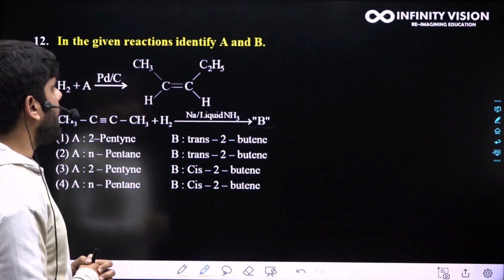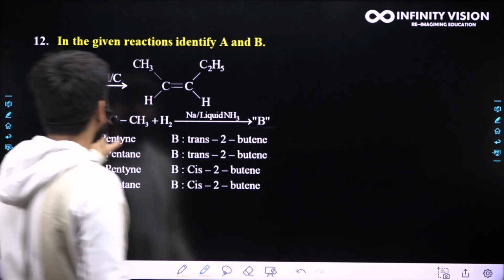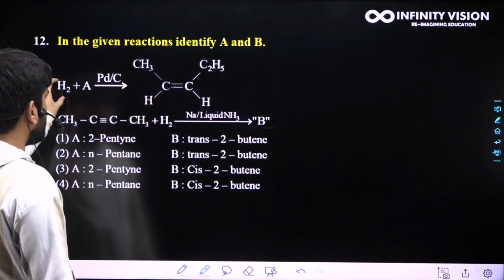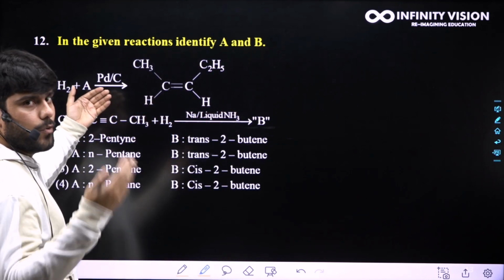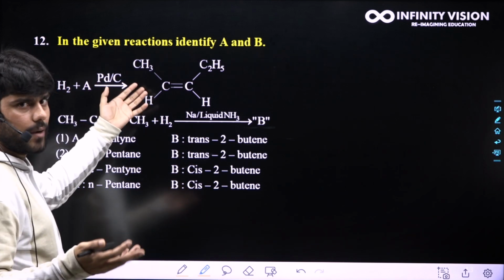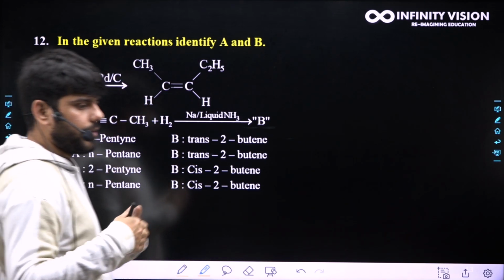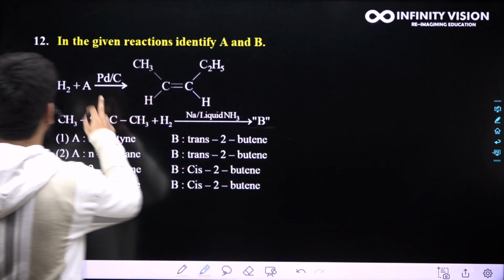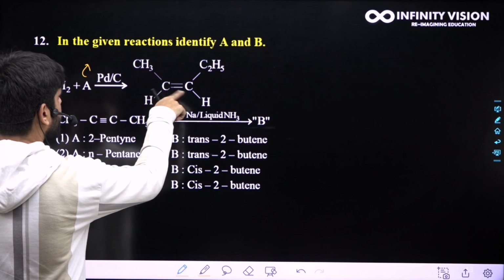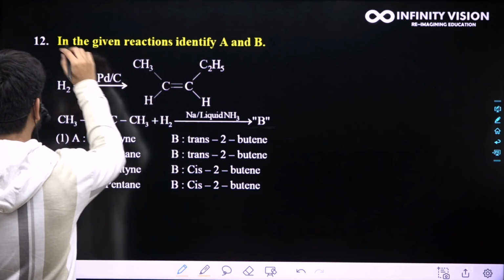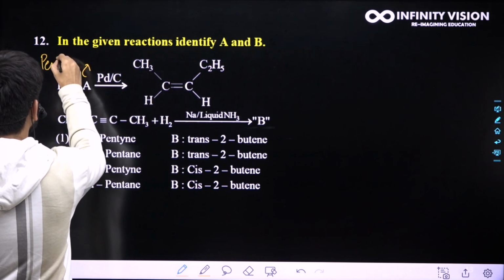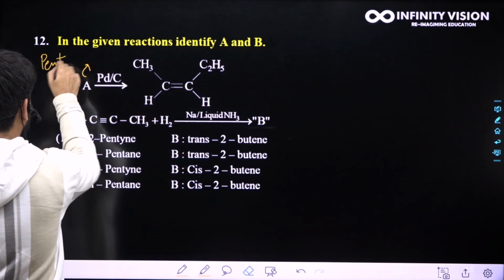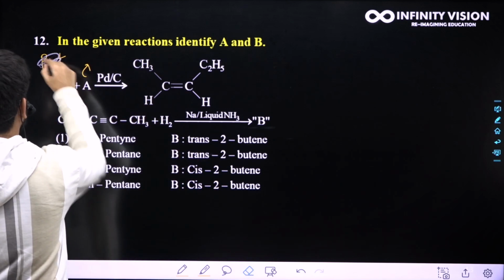In the given reaction, identify A and B. All right, let us see. So this is 4, 5. Okay, so here H2. We know that alkyne hydrogenation in the presence of palladium on carbon, which we can say is in the presence of Lindlar catalyst, we end up getting cis alkene. So A is definitely pentene, 1, 2, 3, 4, 5. So 2-pentyne we can say, right? This is definitely 2-pentyne.